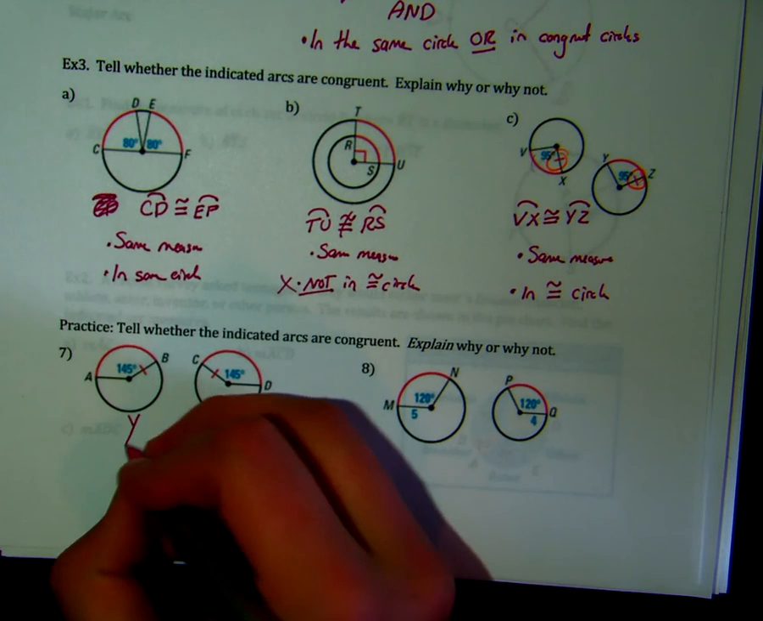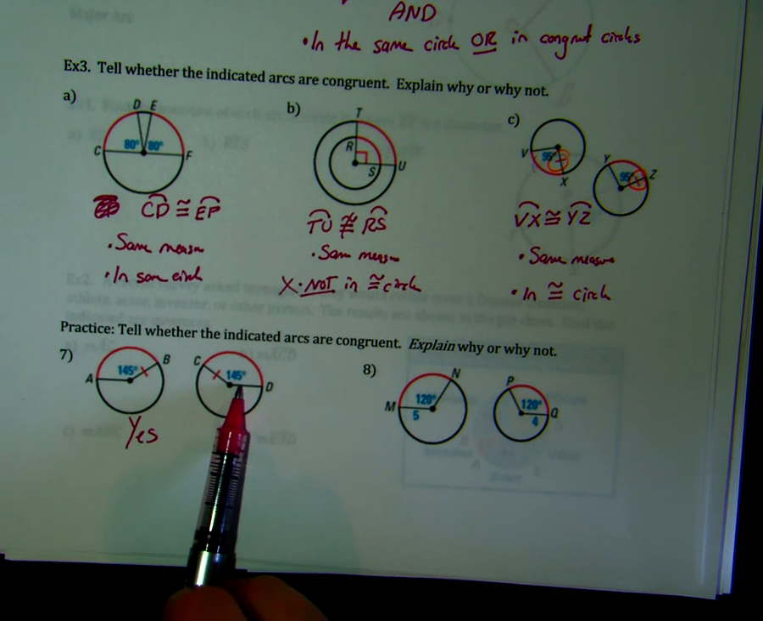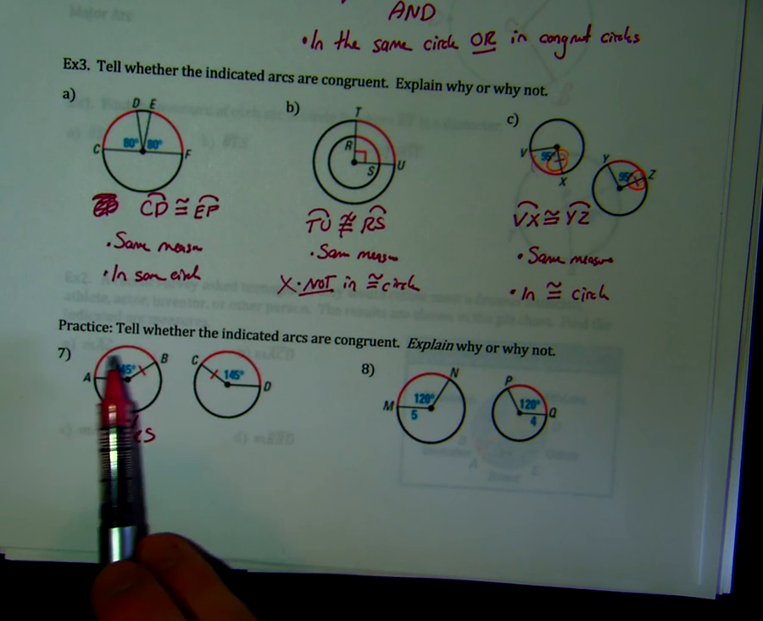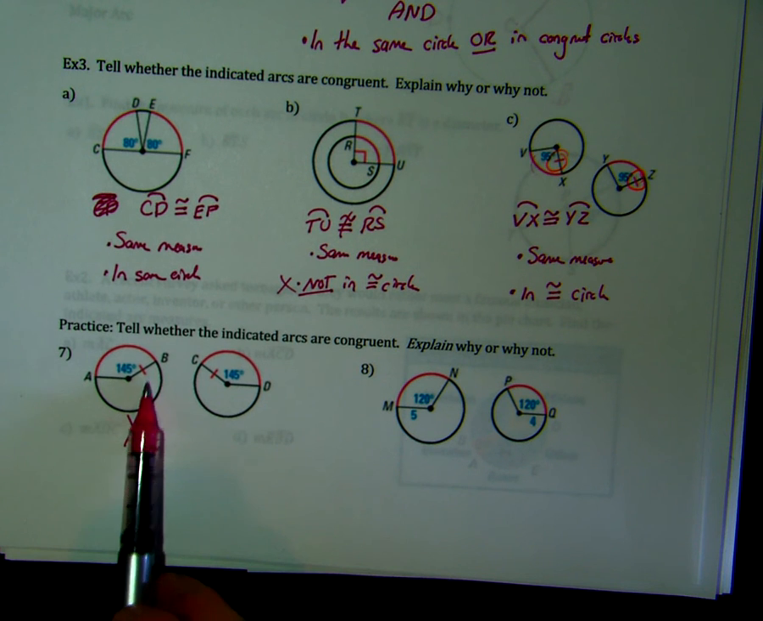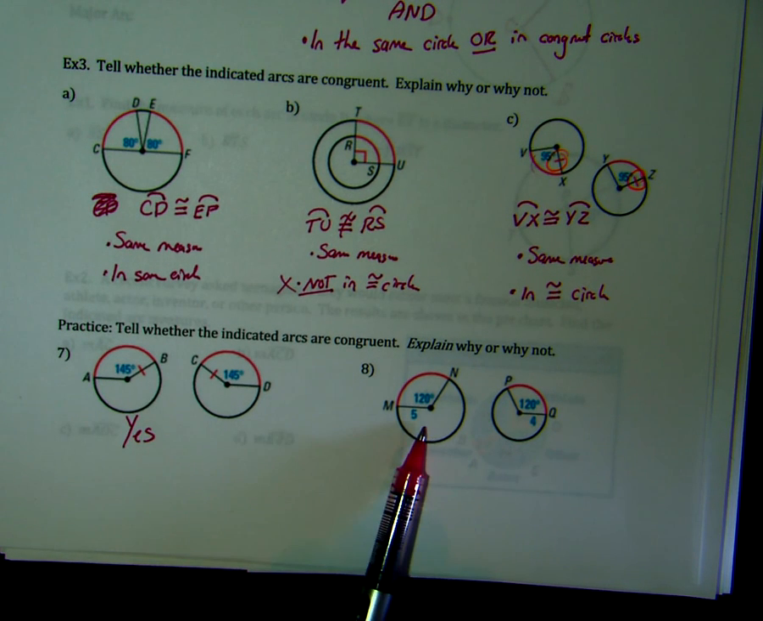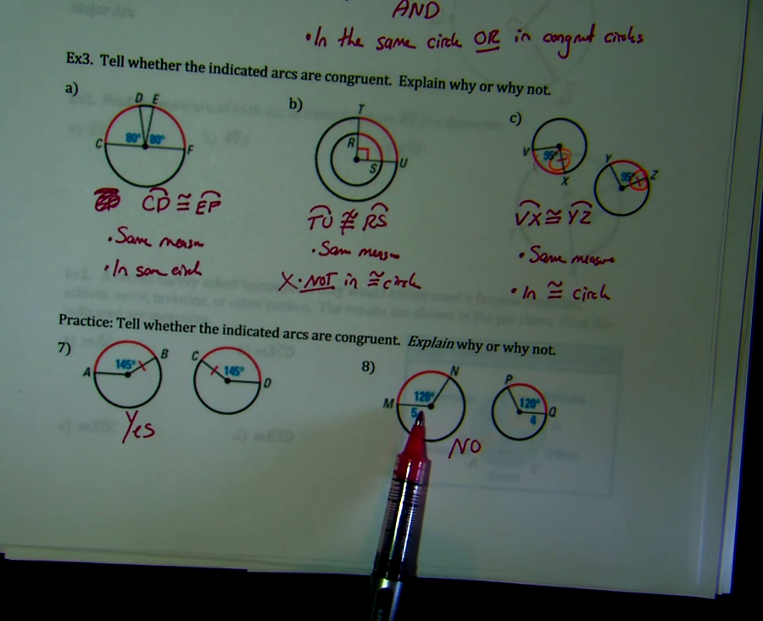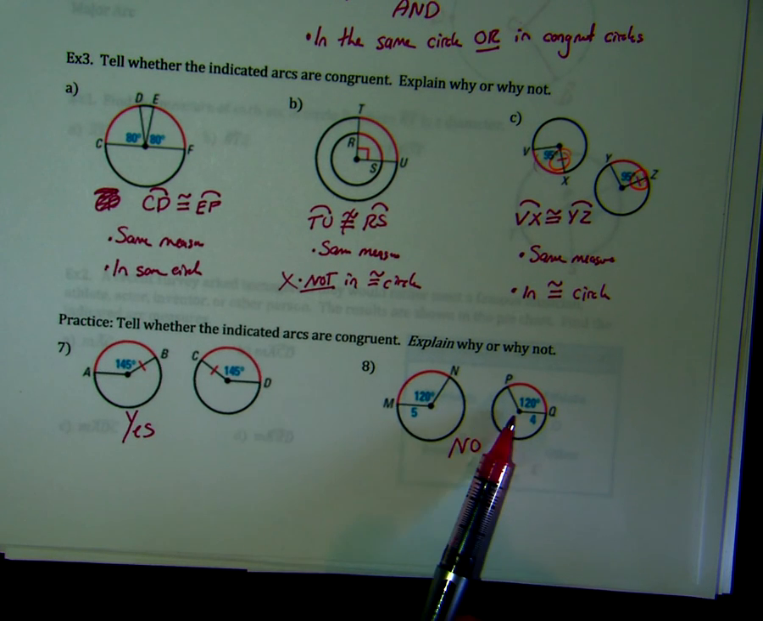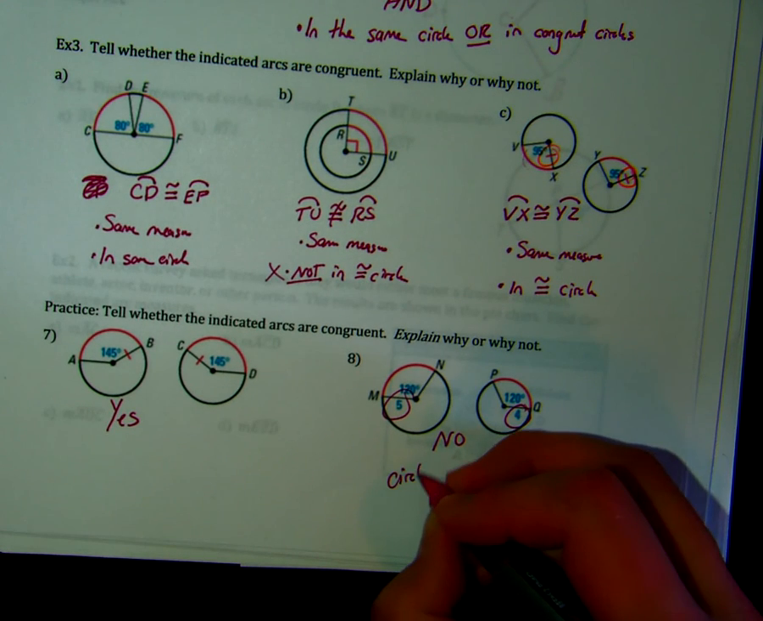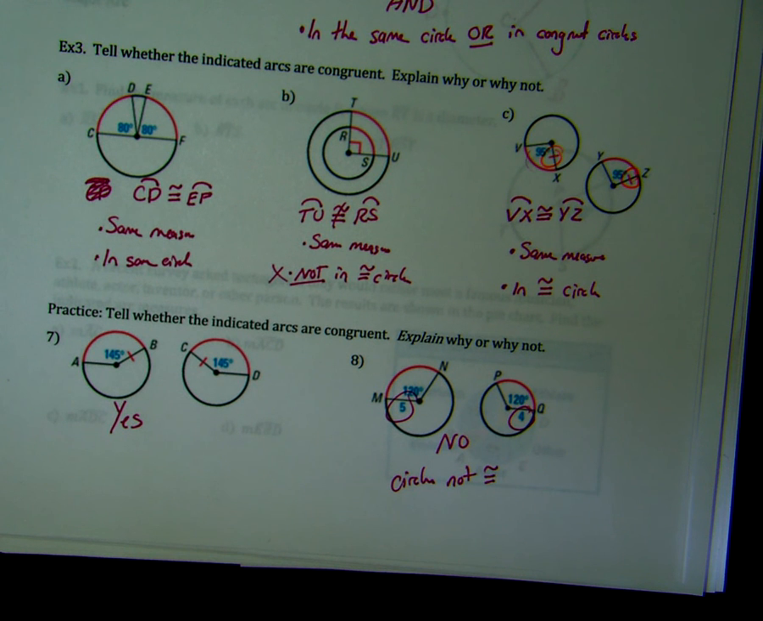All right. For number 7, this one is a yes. Okay. You have the same measurements here. They are both 145 degree central angles. So the arcs are 145 degrees, and the radii are congruent. So you want to make sure you're stating those two things. And number 8 ends up being no. They do have the same central angle, 120 degrees, 120 degrees, but here the circles are not congruent. Okay, so they have the same measurement, but they are in different circles that are not congruent.